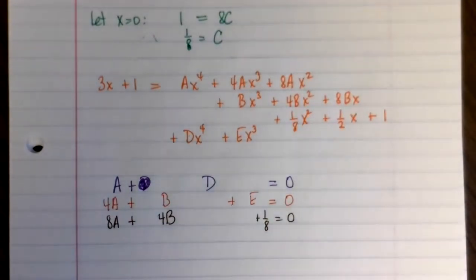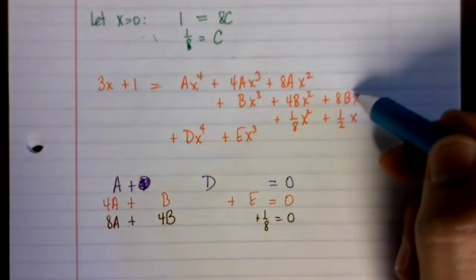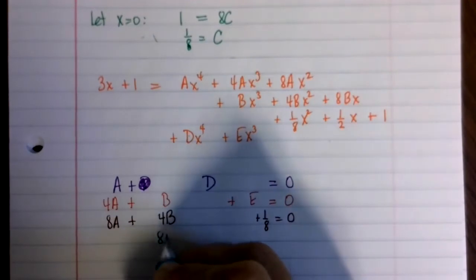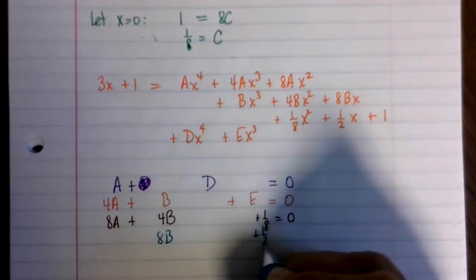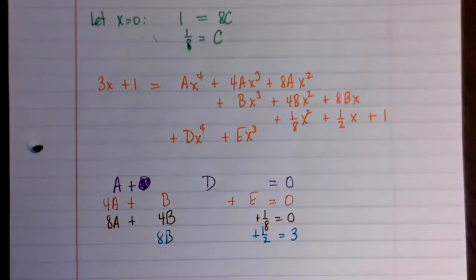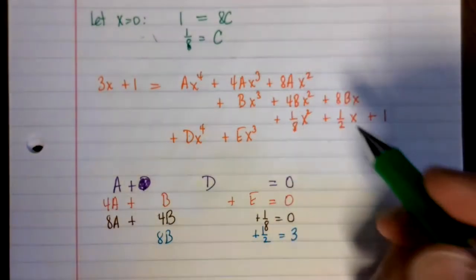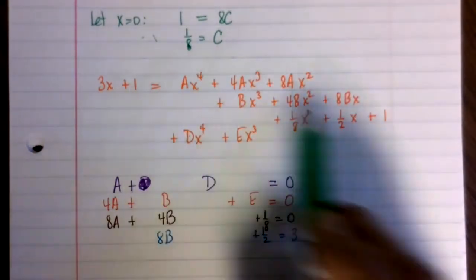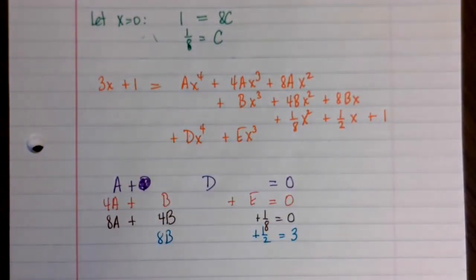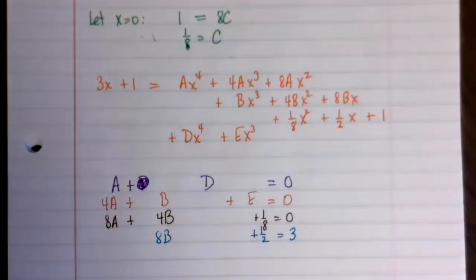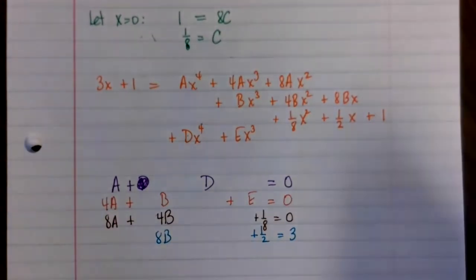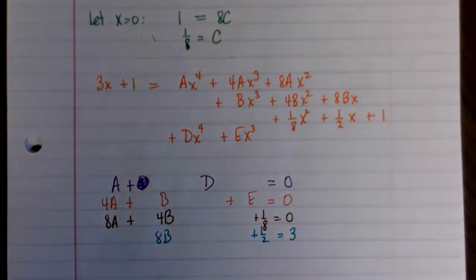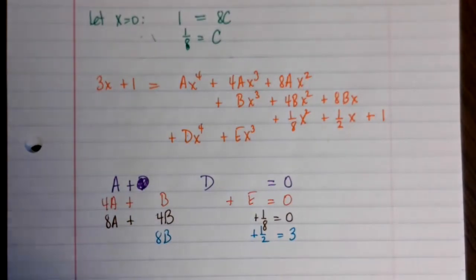Now, finally, it becomes a little bit more interesting looking at the linear terms. 8b plus a half is equal to 3. And finally, looking at the constant term, we get 1 equals 1. And, well, that's easy, so we don't have to deal with that one at all. So 4 equations in 4 unknowns. The good news is that I can pick these off one at a time. And so this is actually not too bad of a system of equations.